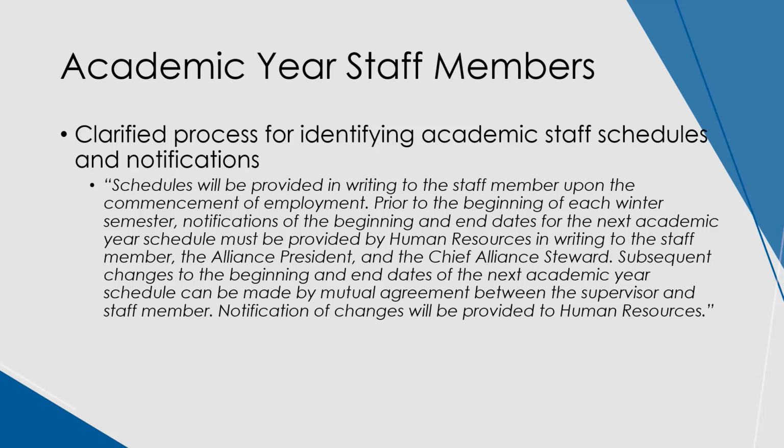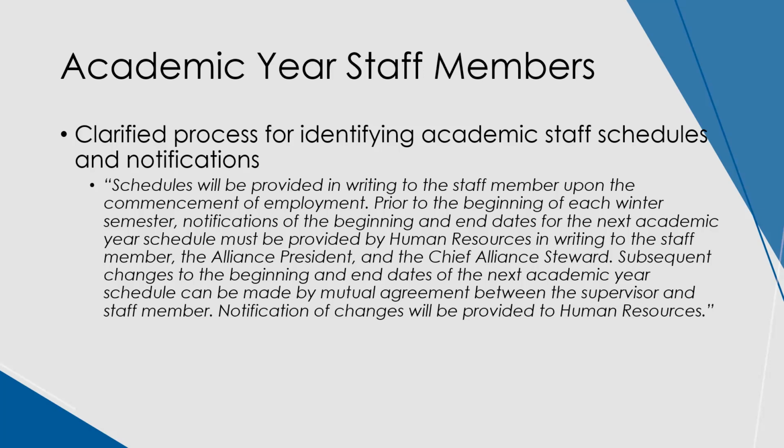So schedules are going to be provided in writing to the staff member upon the commencement of employment. So as soon as they're hired, they'll receive what that academic year schedule looks like for them. And then prior to the beginning of each winter semester, notification of the beginning and end dates for the next academic year must be provided to Human Resources, who will communicate to the staff member, Alliance President, and Chief Alliance Steward in writing any changes or updates for those upcoming year dates.